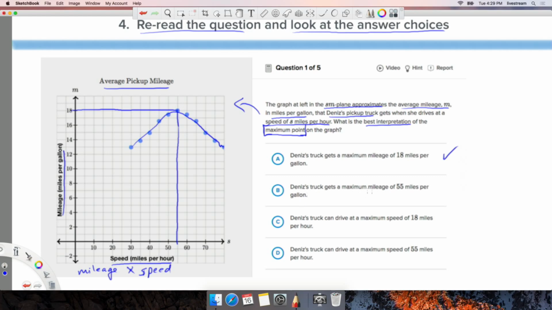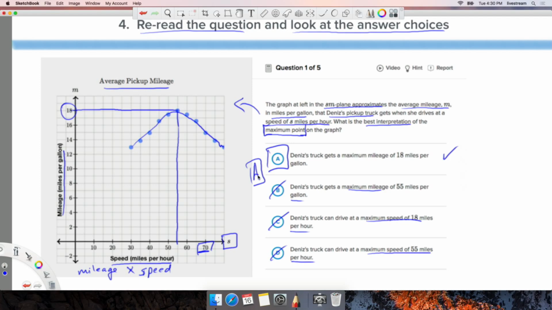Denise's truck gets a maximum mileage of 55 miles per gallon. Well, we just said that the maximum mileage is here at 18, so that 55 is out. Denise's truck can drive at a maximum speed of 18 miles per hour. Well, no, we know this x-axis is speed, and we've got 70, and she's still booking it, so that's out. And then D, Denise's truck can drive at a maximum speed of 55 miles per hour. That is also not the case, since again we have this 70 miles per hour, so we can cross that off. And so our final answer is going to be A, and we are good to go.